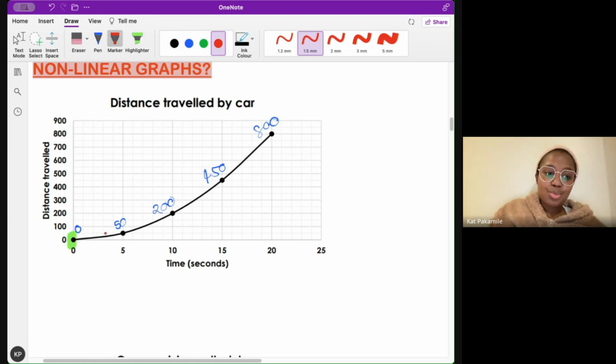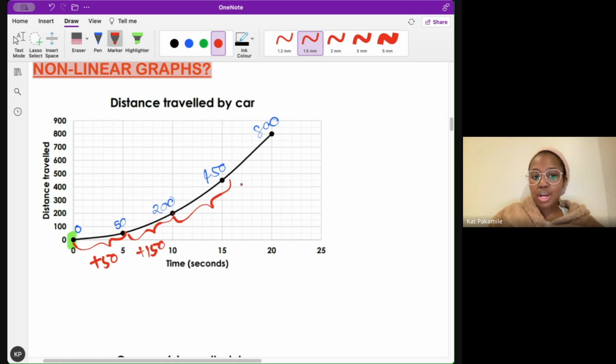What's the difference between this point and this point? I went from 0 to 50. So what is my difference there? This is a positive 50. Then I went from 50 to 120. So what is the difference? Now we suddenly went up by 150. And then from 200 to 450, what is my difference?